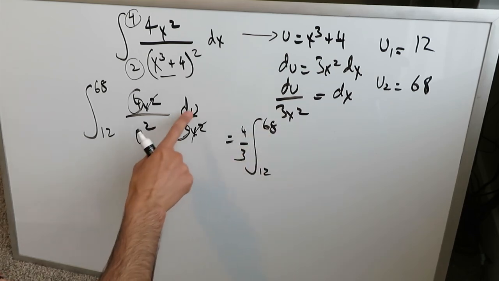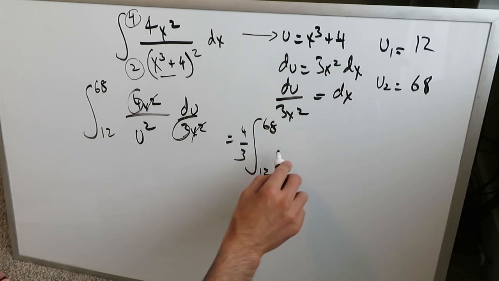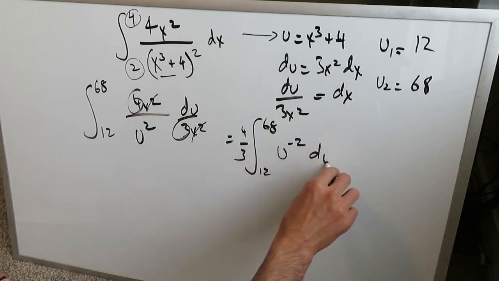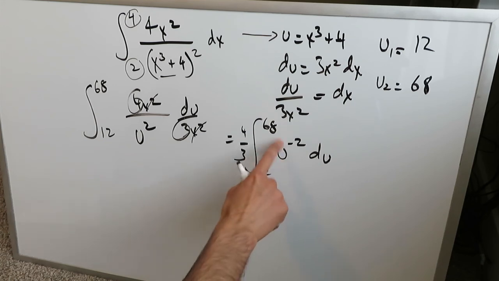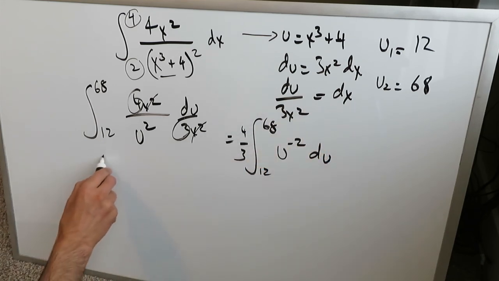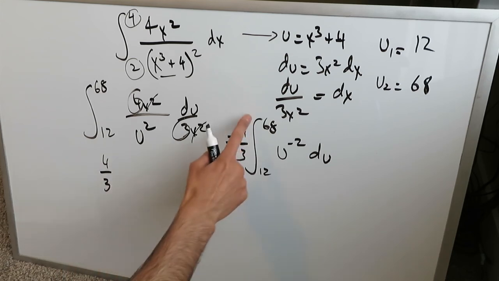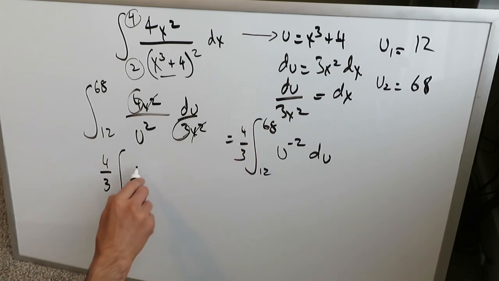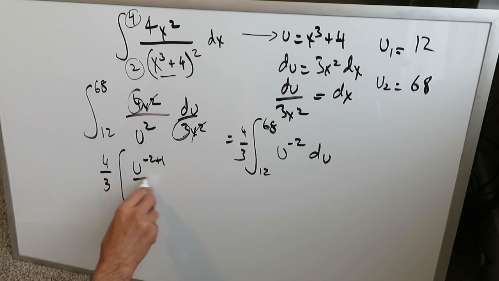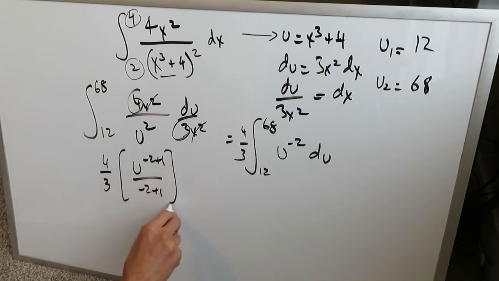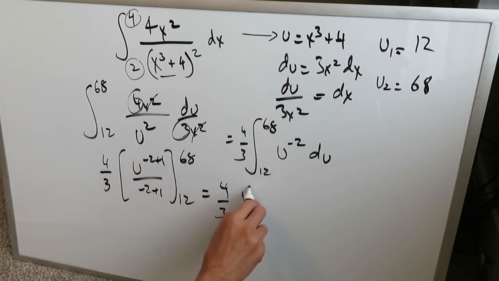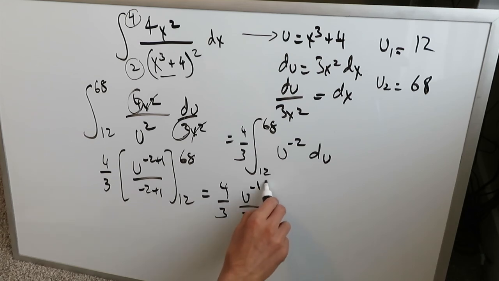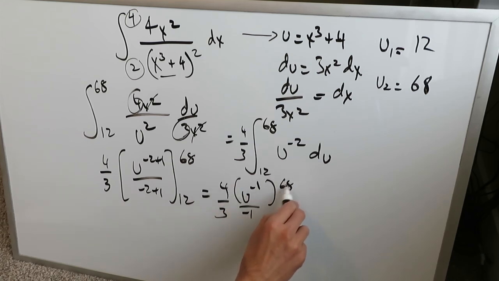You have a du over u squared, but u squared can be written as u to the power minus 2, right? u to the power minus 2 du. Do the simple integration of this, easy. Minus 2 plus 1 divided by minus 2 plus 1. When we're doing the integration, the integral sign goes away. You get u to the minus 2 plus 1 divided by minus 2 plus 1 over the interval 68 and 12. Let's see what we end up with here. u to the minus 2 plus 1 is u to the minus 1, over minus 1, over the interval 68 and 12.